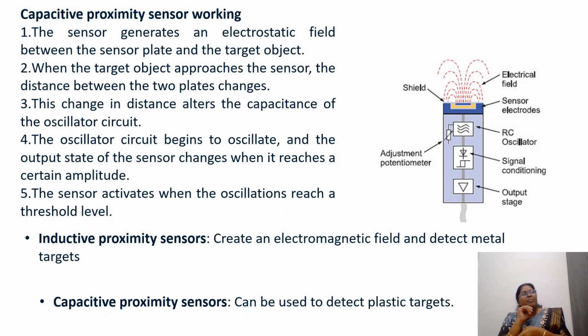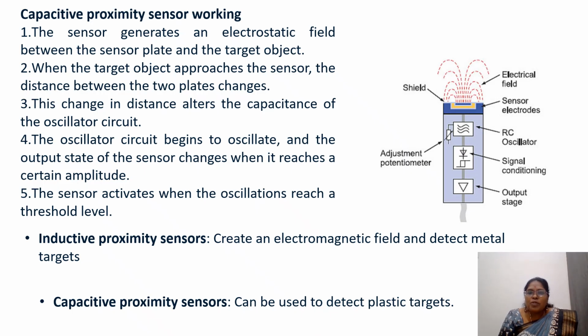When it reaches this distance, the actuator automatically opens the door. Once the sensor activates, the oscillation reaches the threshold level. When it reaches the threshold level, the sensor gets activated and gives a signal to the actuator to open the door. This is what is happening in the automatic door opening.